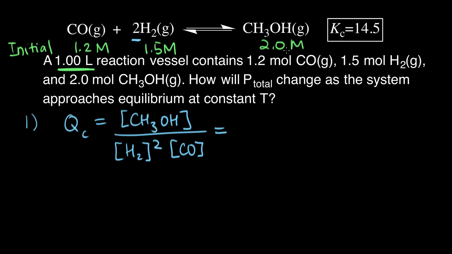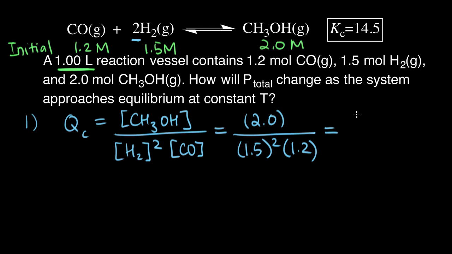So now we can plug these concentrations into our expression for Q. And then we get, in our numerator, 2.0, and our denominator is 1.5 squared times 1.2. So if we plug this all into our calculators, what I got is that our Q for this particular moment in time with these concentrations is 0.74.